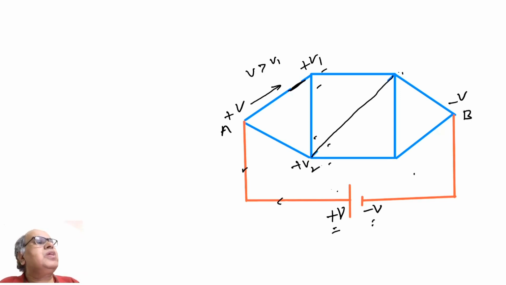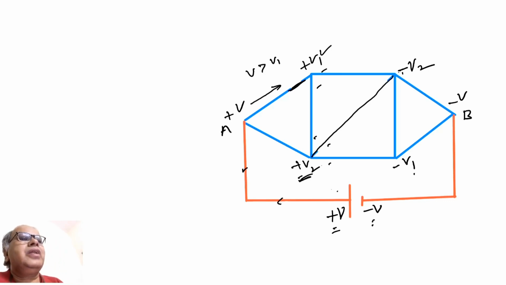But now we think that you are coming from the B side. So if this is plus V1, a corresponding symmetrical point will be this side, minus V1, and the corresponding point for this plus V2 will be this side, minus V2. This is what you mean by symmetry in circuits.